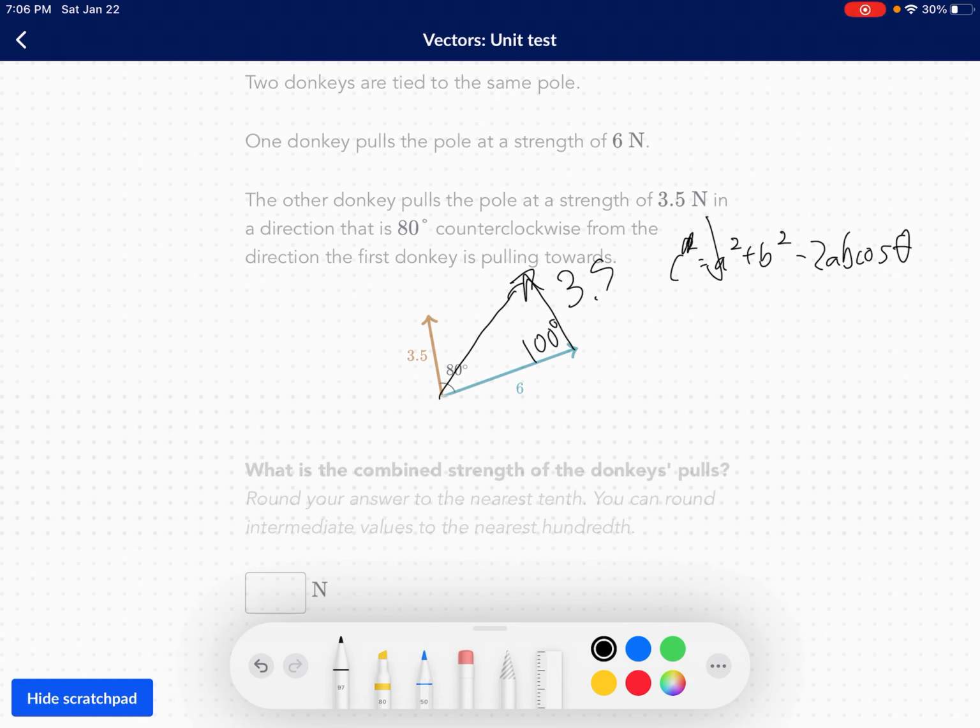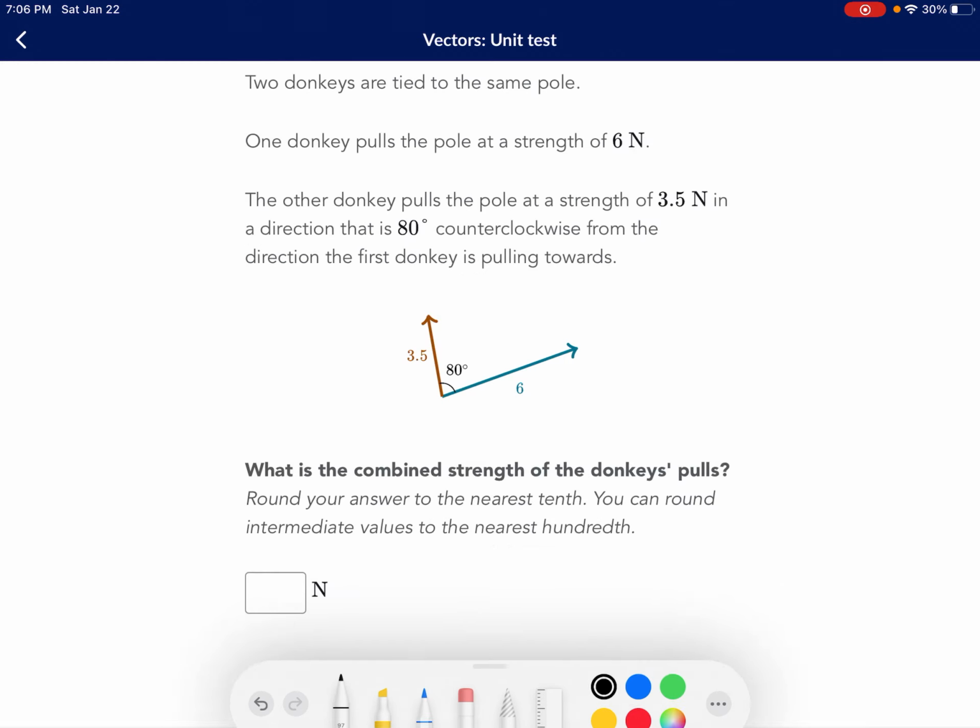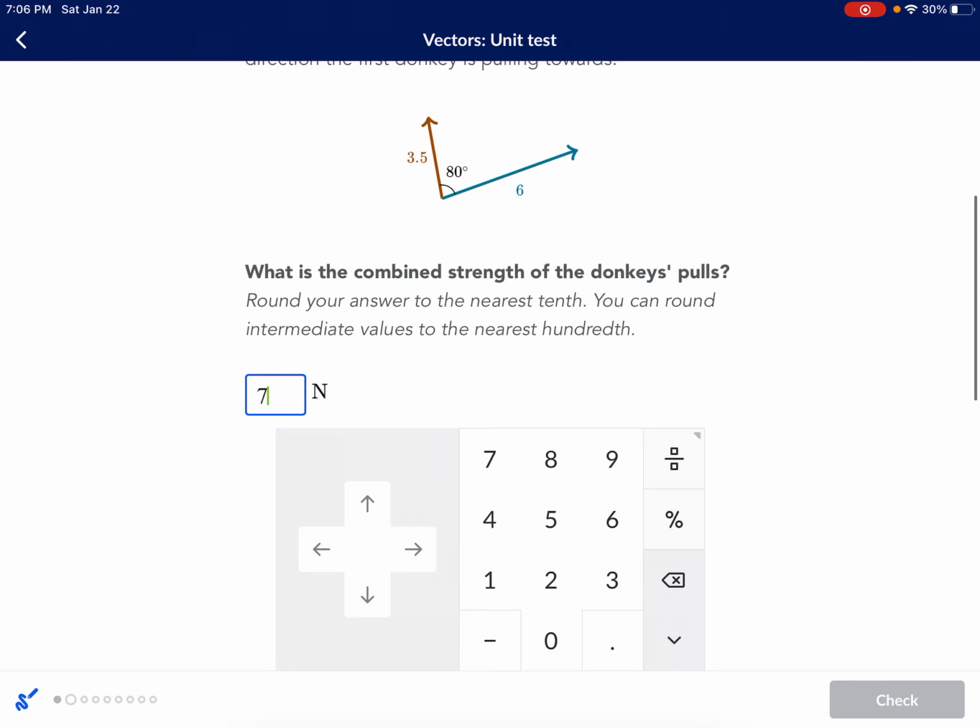So get rid of this, and it's just this. So I'll just enter it directly in the calculator to save time. So the square root of 3.5 squared plus 6 squared minus 2 times 3.5 times 6 cosine of 100 degrees is about 7.45.